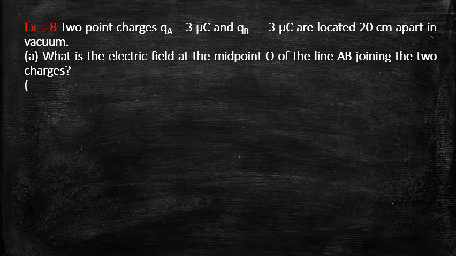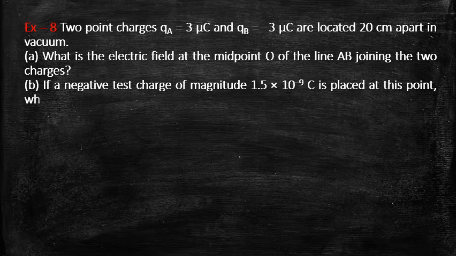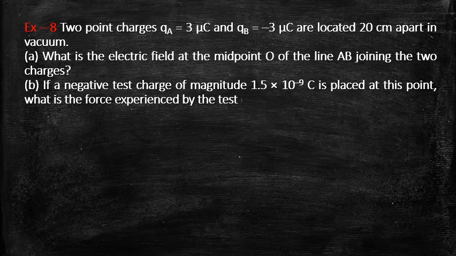That is the first question. Second question, if a negative test charge of magnitude 1.5 into 10 raised to minus 9 coulomb is placed at this point, what is the force experienced by the test charge? So we have two questions for the two charges: what is the electric field and what is the force at some given point? And 10 raised to minus 9 coulomb is the negative charge.